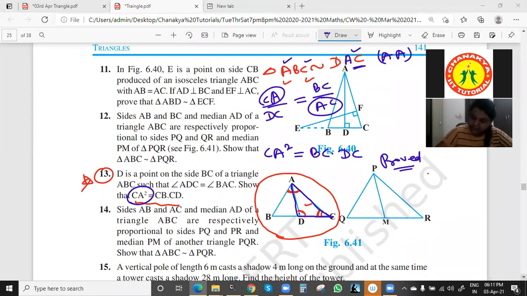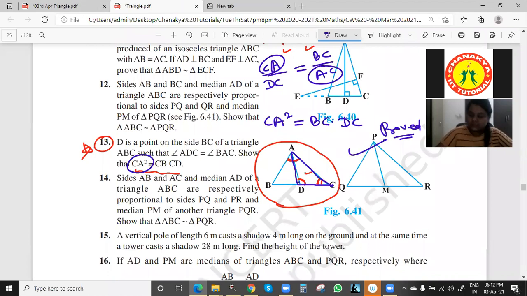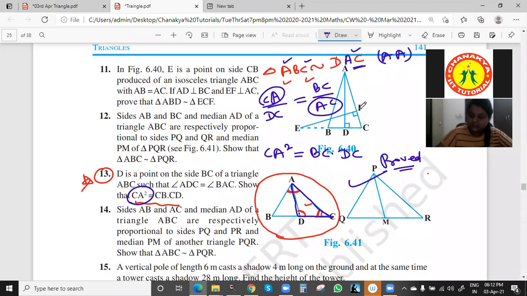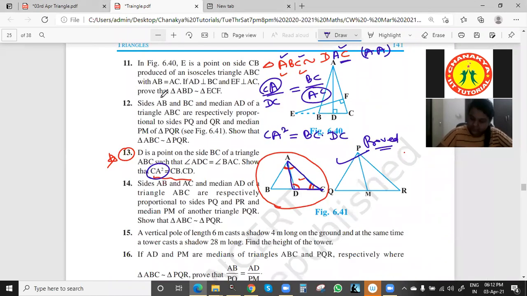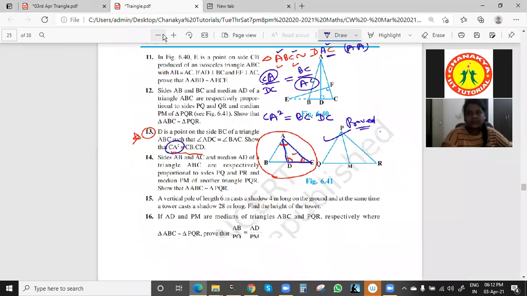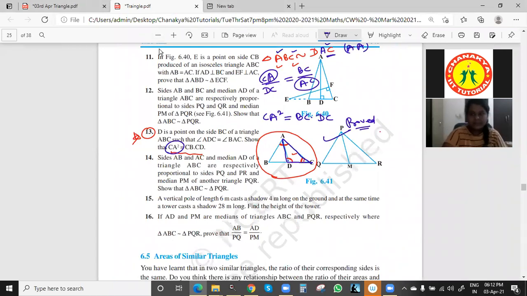In case you didn't get the answer, this is the solution. Otherwise, put a tick mark in your classwork notebook, meaning the answer is correct. Those who got the answer, please try the question from here, question number 16. Question number 16 you can try.